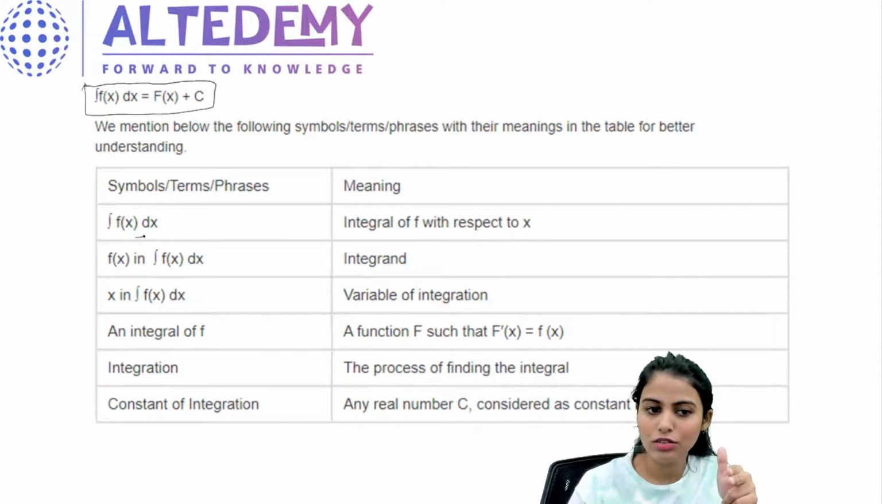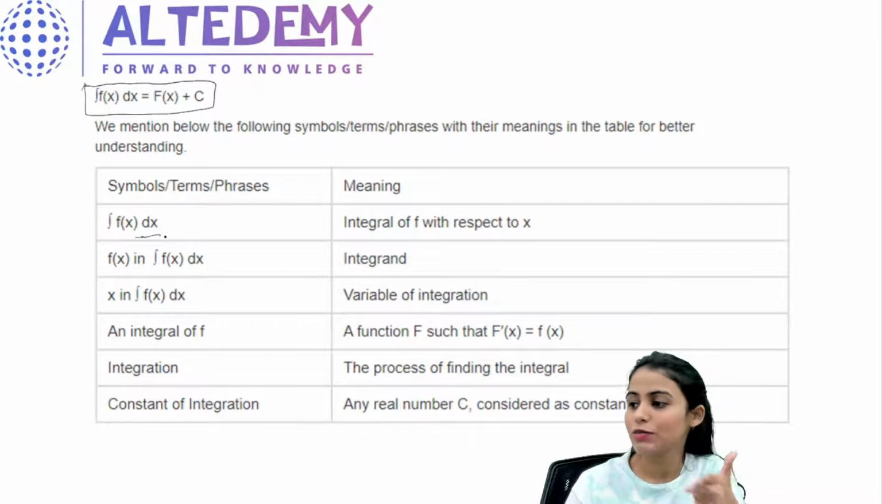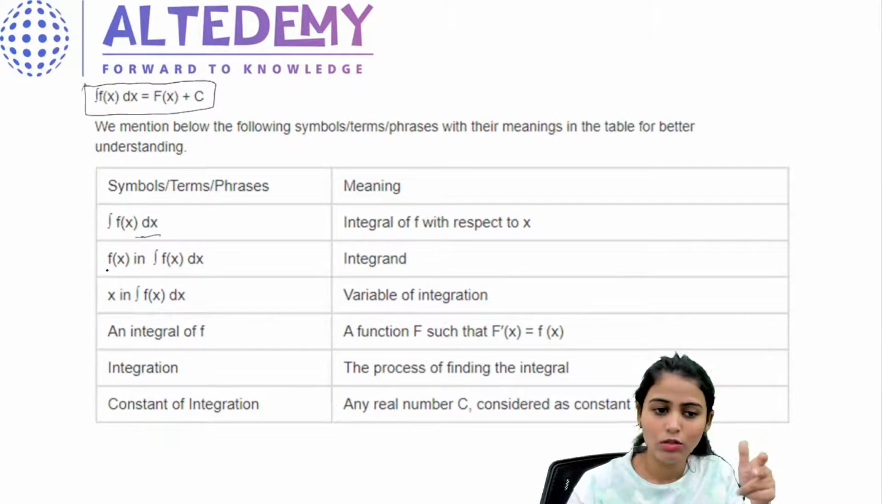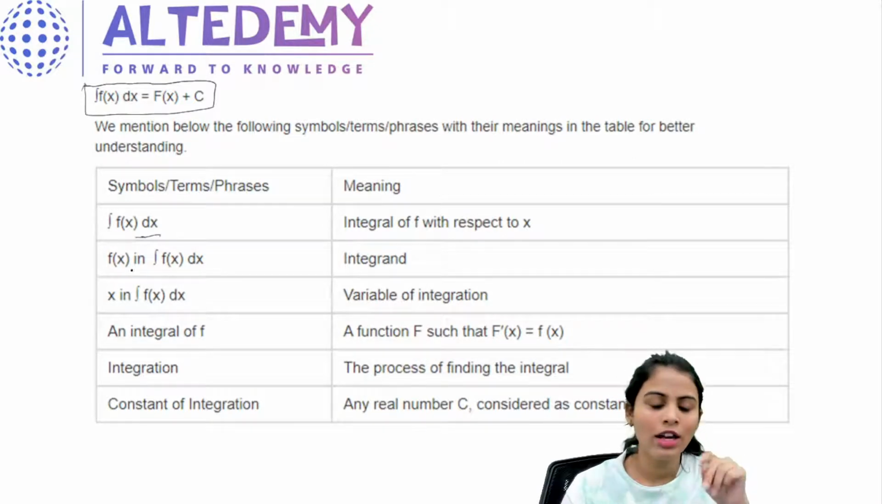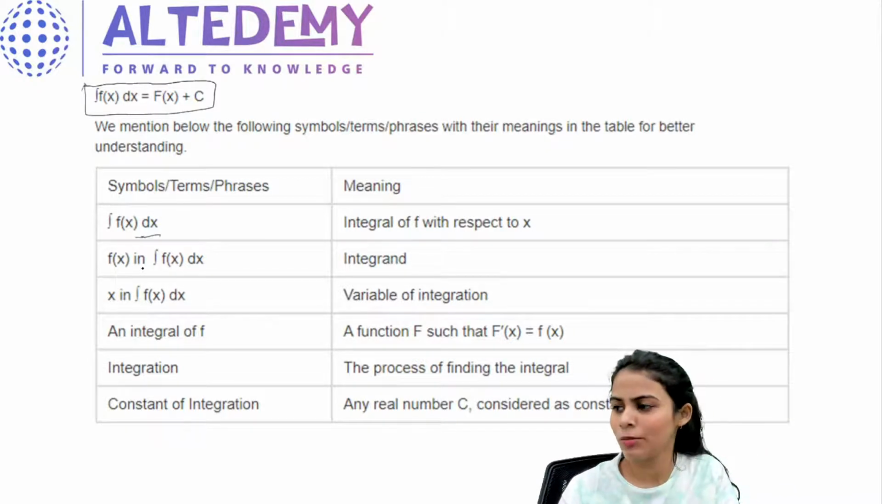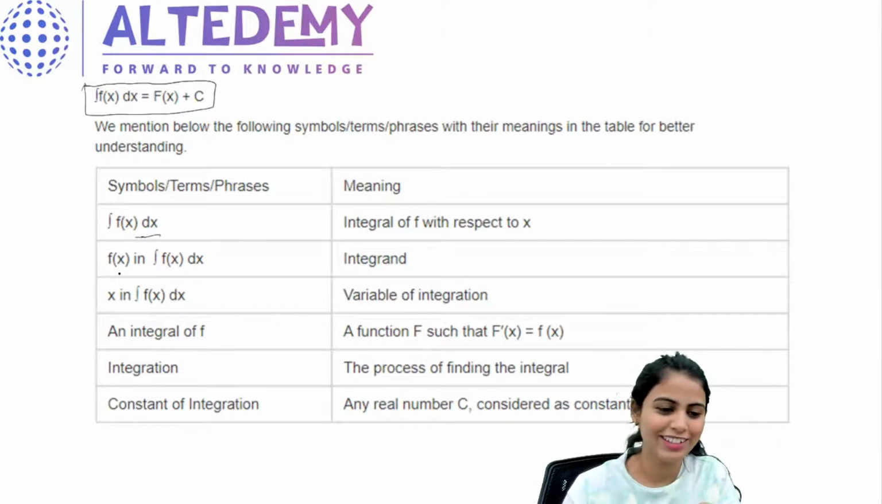Because dx is written, it means with respect to x. All of you must know these things, because this is the basic. When you cannot read the question, then what do you even know? So all of you must know the symbols and their meanings. Integral of f with respect to x, because dx is written. If I'm going fast, you can just comment and ask me to slow down, because I speak a little faster. f(x) in the integral f(x) dx.